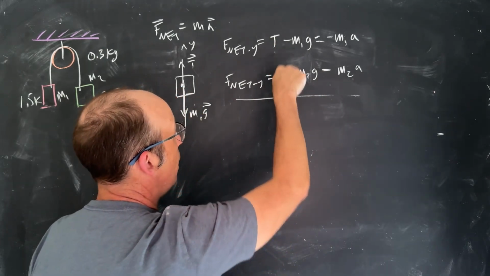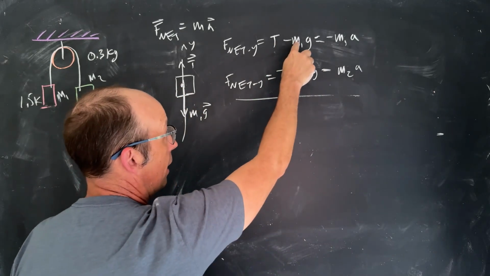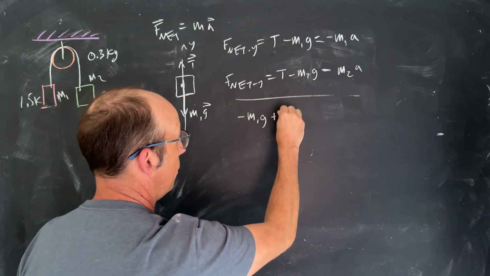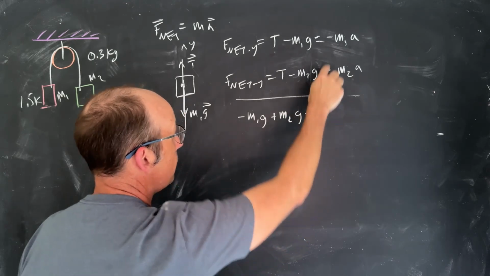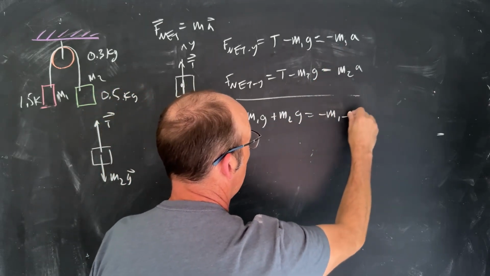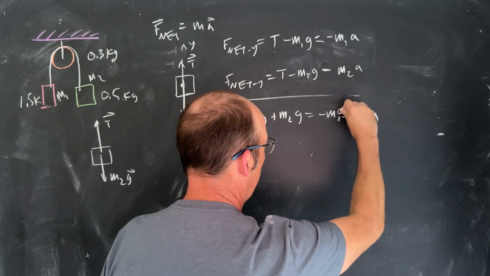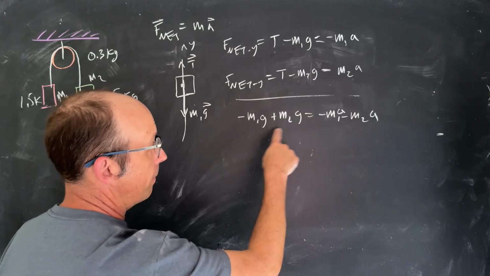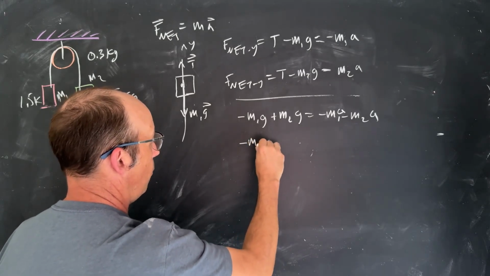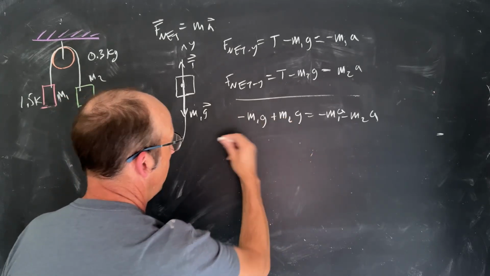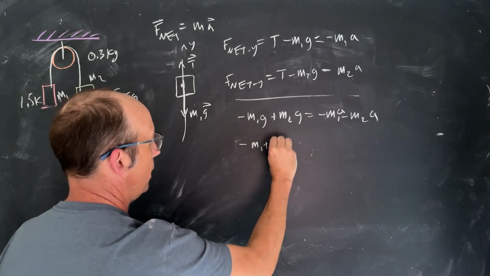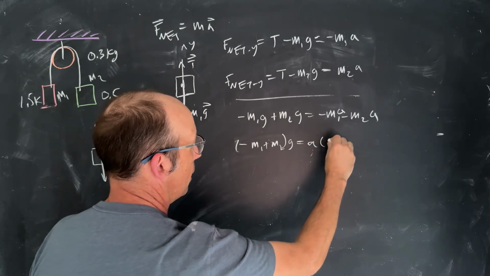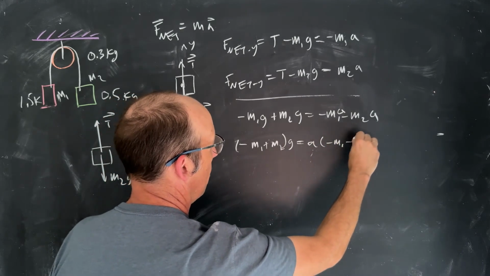So here I have T minus T is going to be 0, and then I have negative M1G minus negative M2G. It's going to be plus M2G. And here I have minus M1A minus M2A. Well, I left off the A. So I want to solve for A. So I'll leave this here, and I'm going to factor out the A. Minus M1G plus M2G equals A times minus M1 minus M2.